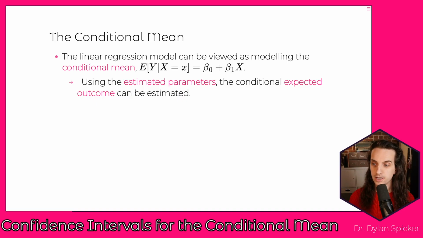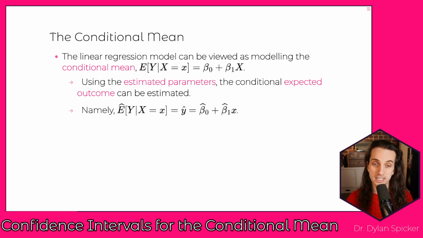Now, using the estimated parameters, the conditional expected outcome can be estimated, right? So what we're saying is that if you simply replace beta 0 and beta 1 with the estimated values of beta 0 and beta 1, then we're estimating the expected value of y given x being equal to little x using this format. Okay, so specifically the expected value of y given x equal to little x can be estimated, and so we can put a little hat on our expectation here. Or we can express this simply as y hat, the estimated value of our intercept plus the estimated value of our slope times the value of x here.